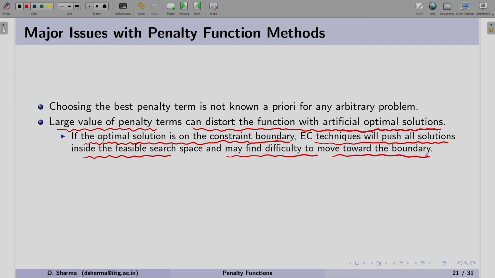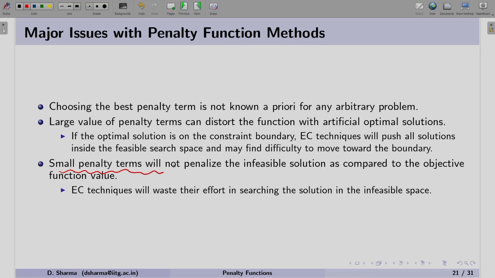Suppose we start with a very large value. As compared to the feasible solutions, infeasible solutions will be penalized heavily. Since we are penalizing those solutions heavily, the EC technique will take the solutions into the feasible region. And suppose the optimum solution is on the boundary, which we have shown in one of the cases, then the EC technique has to work further so that these feasible solutions move towards the optimum solution.